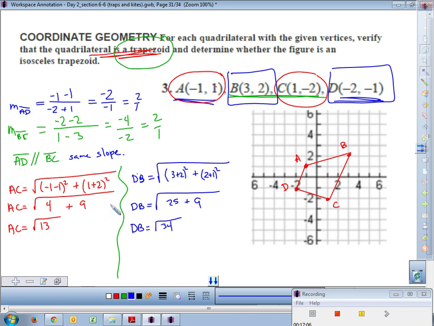So now let's answer the question. They said verify that this is a trapezoid. Boom, we did that right here. Then is this trapezoid isosceles? We will say it is not isosceles. And then because, what did we find? These are the diagonals' lengths, and they are not equal. The diagonals are not equal. Boom. So that's how we're going to do those questions.